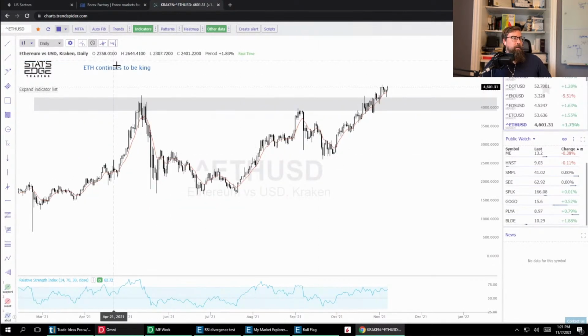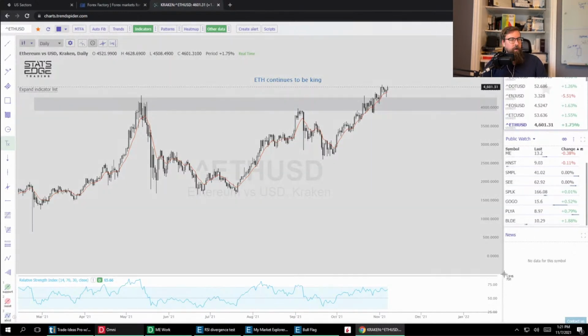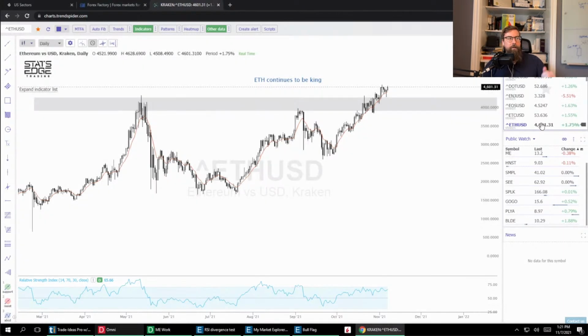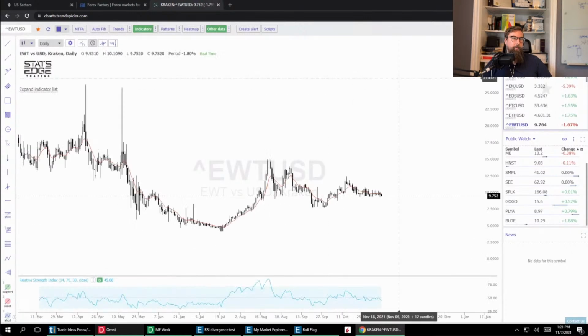Ether continues to be king. I think that's still a valid statement, where Ethereum has been much stronger. If you remember that Bitcoin chart, it's struggling at these prior highs right here, but Ethereum has just blown right through, and it's holding above. So Ethereum to me is definitely going to be the stronger of the two.